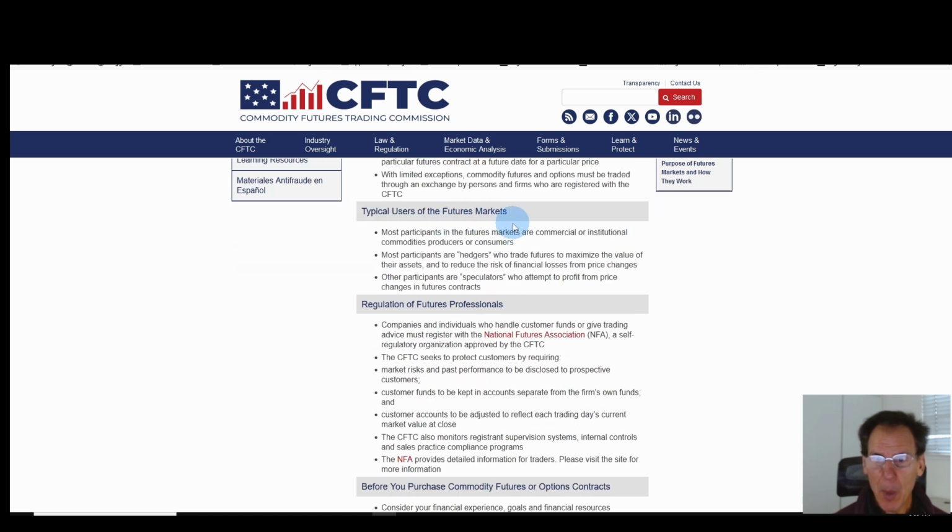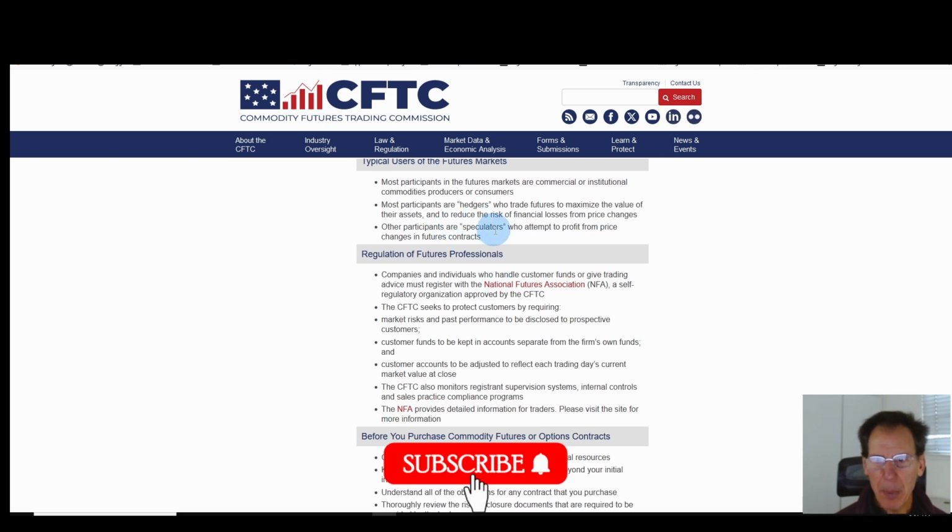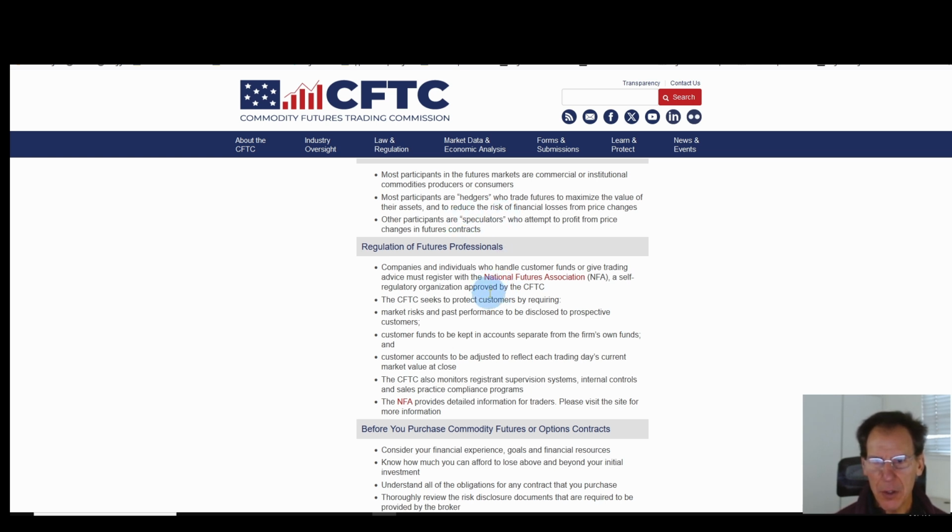Typical users of the futures market: most participants in the futures market are commercial or institutional commodity producers or consumers. Most participants are hedgers who trade futures to maximize the value of their assets and to reduce the risk of financial loss from price changes. I mentioned that in my orange juice example. Other participants are speculators who attempt to profit from price changes in futures contracts. They use the word speculator, and that's the best word that you can probably use in order to grasp how challenging it is trading futures.